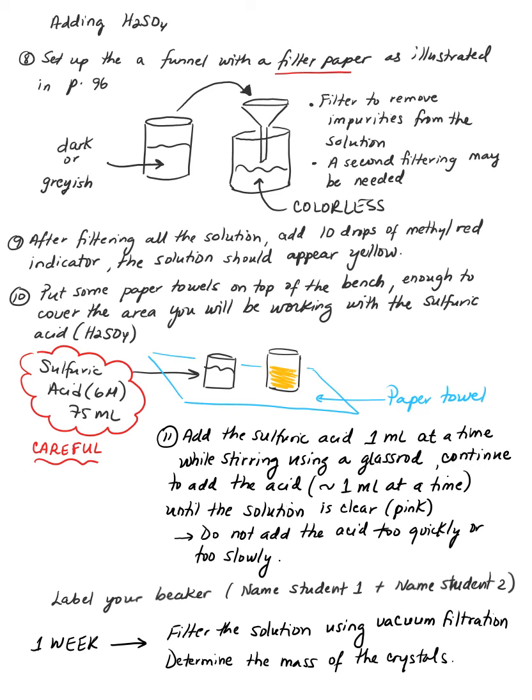Now we're going to add an indicator, okay, and the indicator is going to change color once your reaction goes from being basic to acidic. So potassium hydroxide, it's a base. So right now what you have is a basic reaction. When you add your 10 drops of methyl red, that's the indicator, your reaction will look yellowish because you have something that is basic.